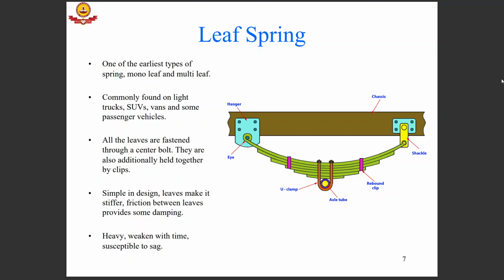So all the leaf springs are fastened through a center bolt, and they are also held together by some clips. Right? It is very simple in design, and you just need to add a little more. You may add one more strip to change the stiffness. Also, there is friction between these leaves. Essentially, this friction provides some level of damping. Additional dampers can be added to this so as to improve the damping characteristics of the overall suspension.